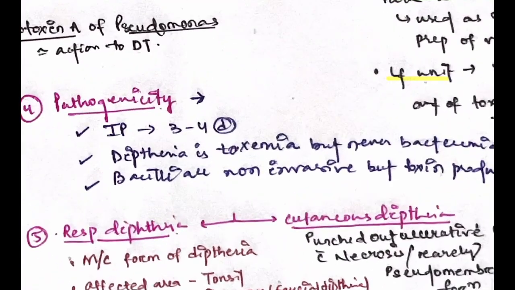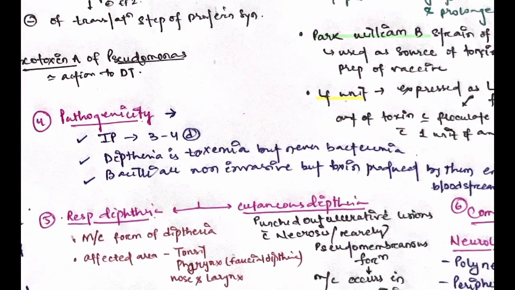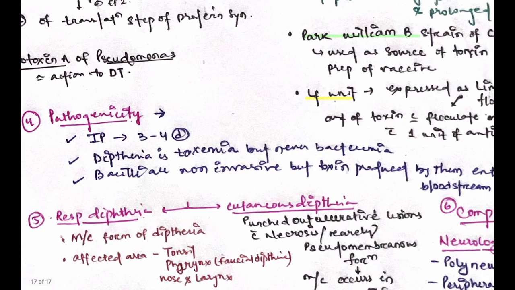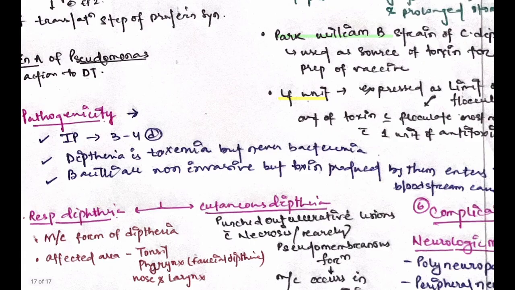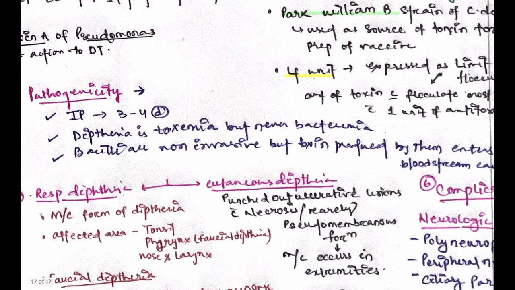Next is pathogenicity. We will see that the incubation period of Corynebacterium diphtheria is 3 to 4 days. Diphtheria is toxemia but never bacteremia. So how do they cause infection? This bacilli is not invasive, but the toxin, that is the diphtheria toxin produced by them, will enter the bloodstream and cause the disease.